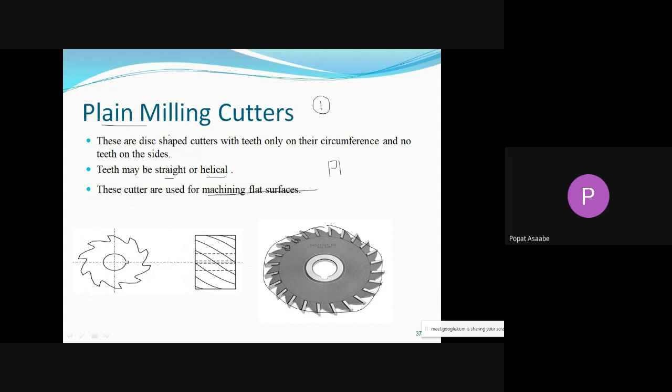This is the important sentence. The teeth are only on the circumference; on the side there are no teeth in the plain milling cutter. The shape of the teeth will be straight or helical, and it is used for the machining of a flat surface. This is the plain milling cutter.